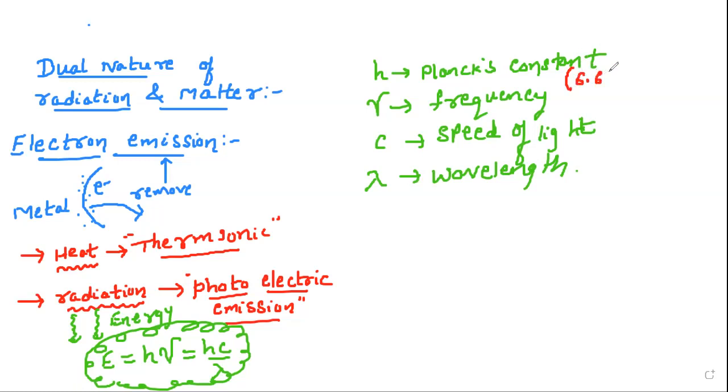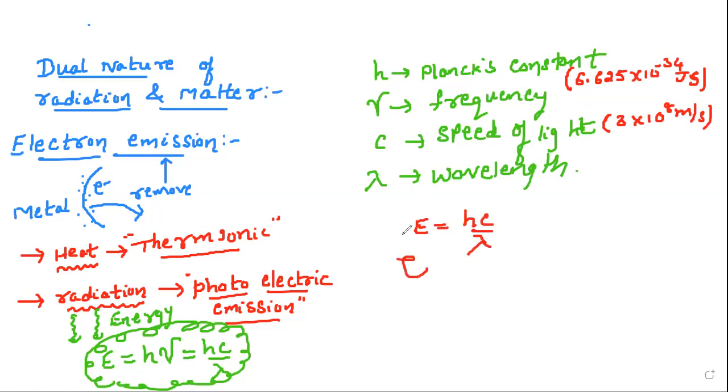The value of Planck's constant is 6.625 into 10 raised to minus 34 joule second. Frequency varies from radiation to radiation. You know the speed of light is 3 into 10 raised to 8 meter per second. Wavelength also varies from radiation to radiation. Now, looking at this formula, E is equal to hc by lambda, this is the energy associated with the wavelength. So if you know the wavelength, how do you calculate the energy? Energy is given by E is equal to hc divided by lambda.